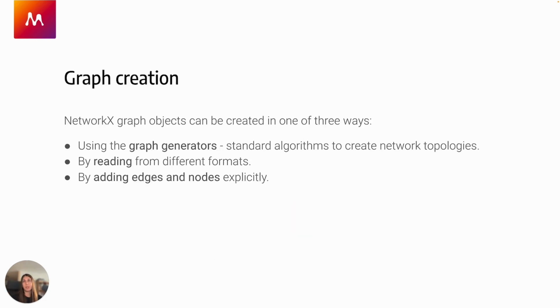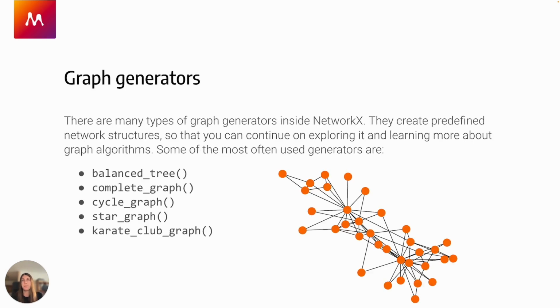Now you may be wondering how to create a graph. So NetworkX graph objects can be created in one of three ways. You can create it using the graph generators. So these are standard algorithms to create network topologies. You can create it by reading from different formats or by adding edges and nodes explicitly.